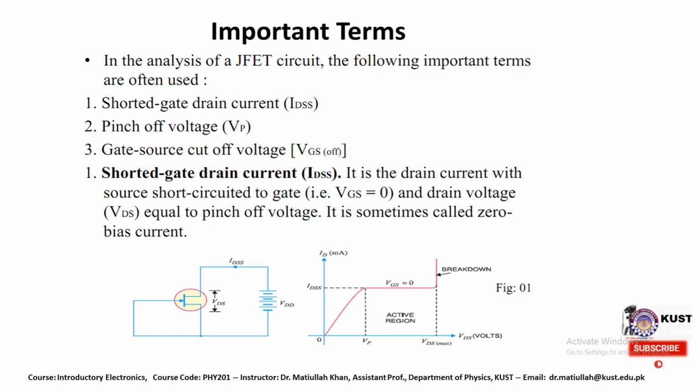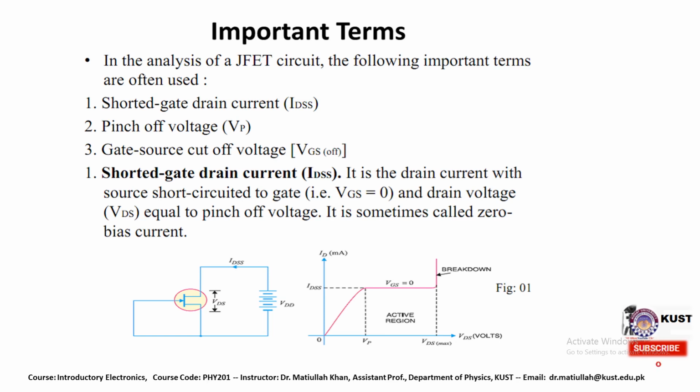Some other important terms relevant to the junction field effect transistor are the pinch off voltage, the gate to source cutoff voltage, and the shorted gate drain current. We need to explain these important terms in detail.